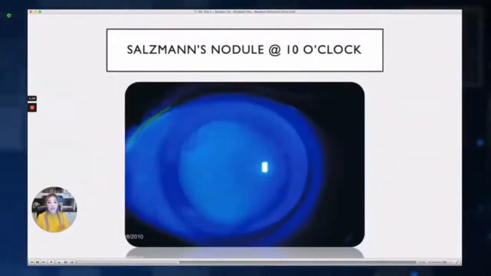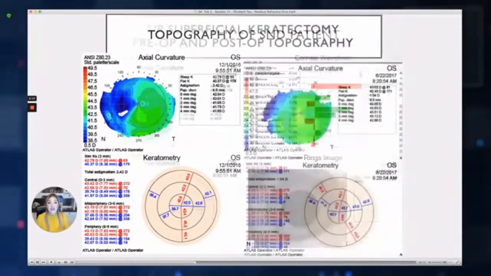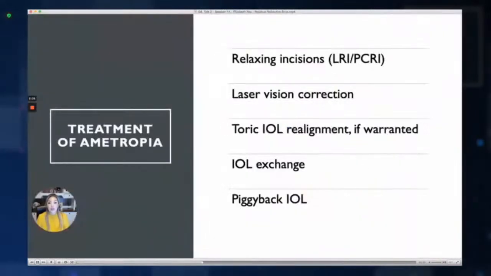Salzmann nodules can sometimes be better identified with a negative staining, as you can see here at 10 o'clock. And this topography of such a patient does demonstrate that even though it is peripheral, it can truly manifest with a refractive effect with flattening that goes into the center of the visual axis. And what a difference it makes to actually manage that Salzmann nodule with a superficial keratectomy.